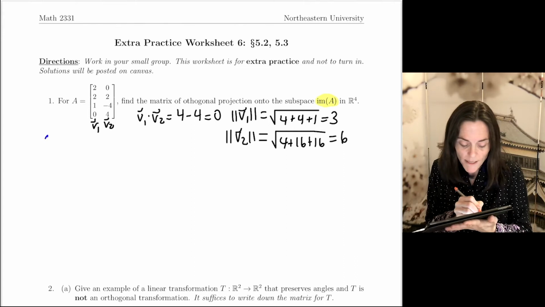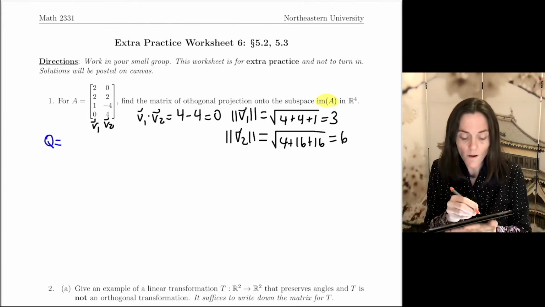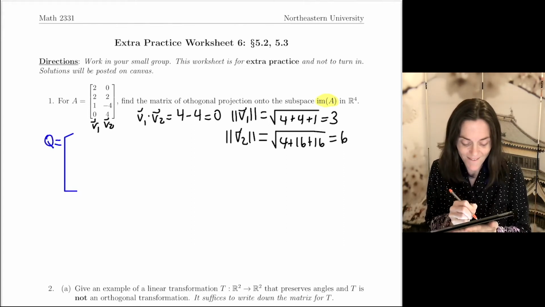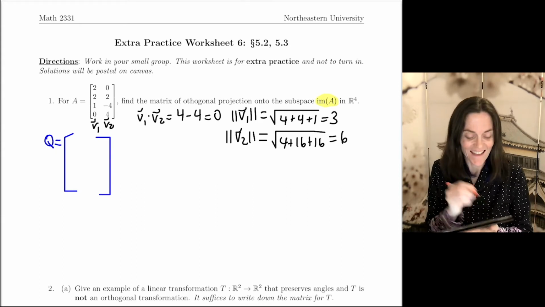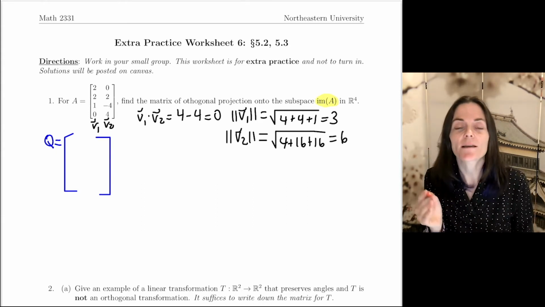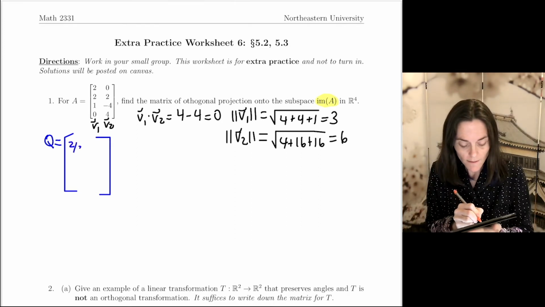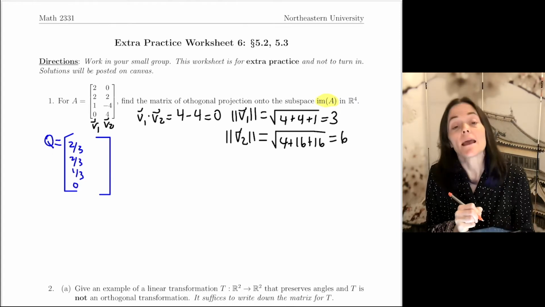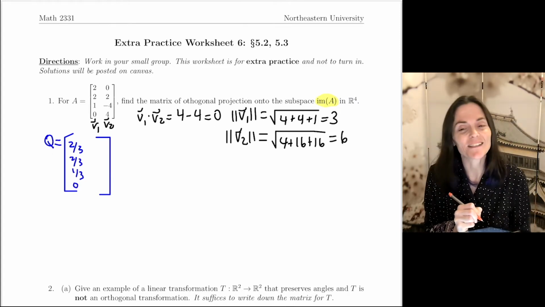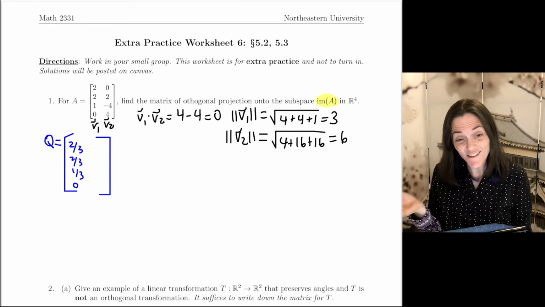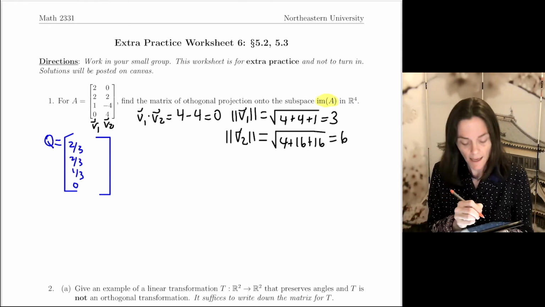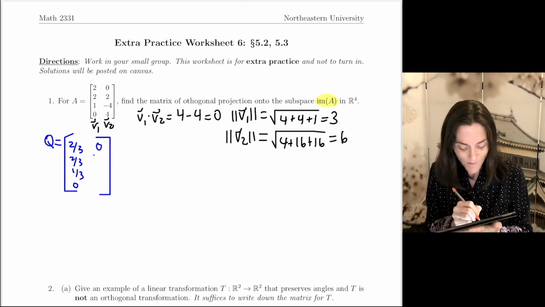So my matrix with orthonormal columns, I will call this Q. And I just take each vector and divide by its length. So I have 2 over 3, 2 over 3, 1 over 3, and 0. And then when I take V2 and divide each entry by 6, I get 0, 1 over 3, minus 2 over 3, and 2 over 3.